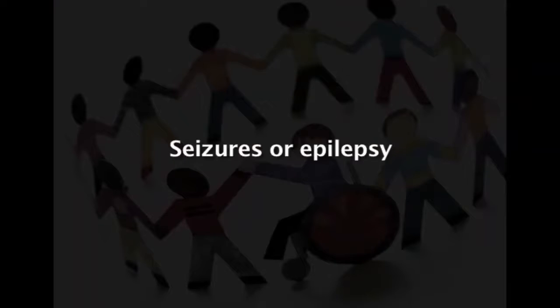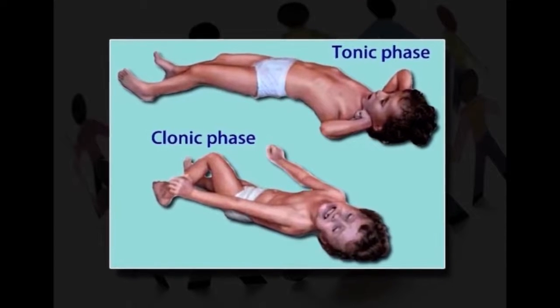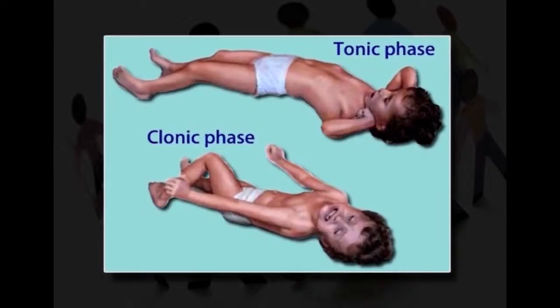Mental impairment is even more common among children with spastic quadriplegia. Seizures or epilepsy. As many as half of the children with cerebral palsy have seizures. Tonic-clonic seizures generally cause the patient to cry out, followed by loss of consciousness, twitching of both legs and arms, and convulsive movements.